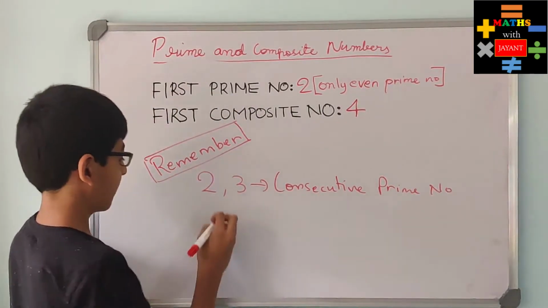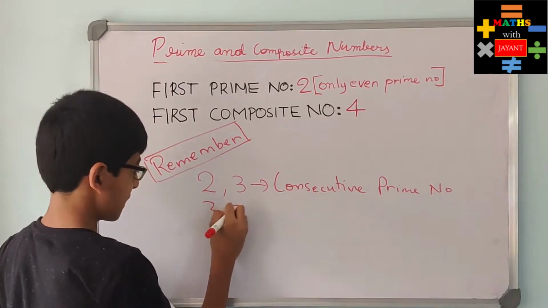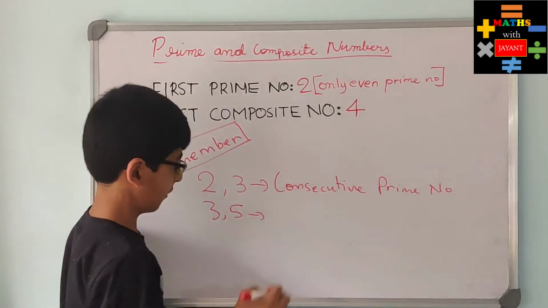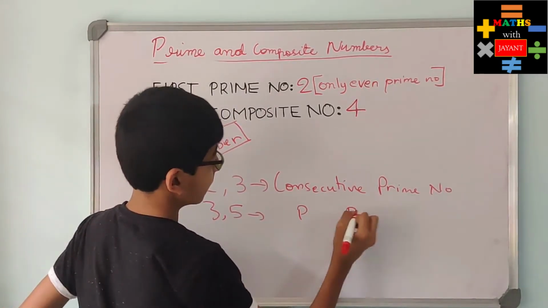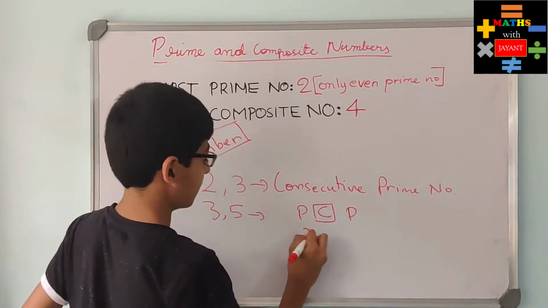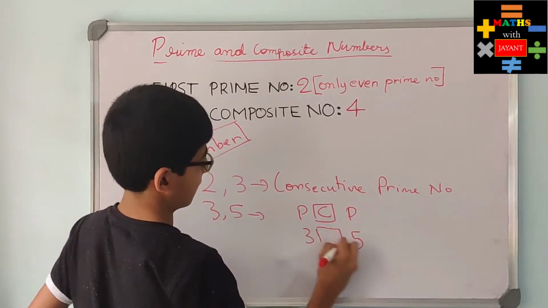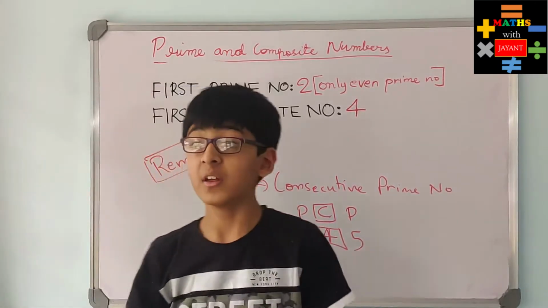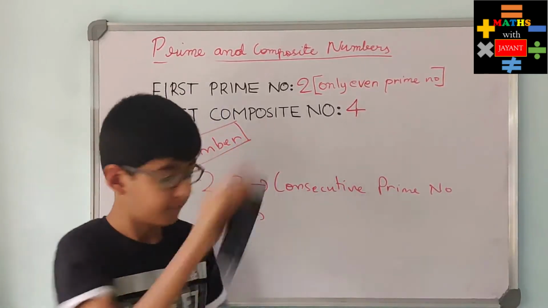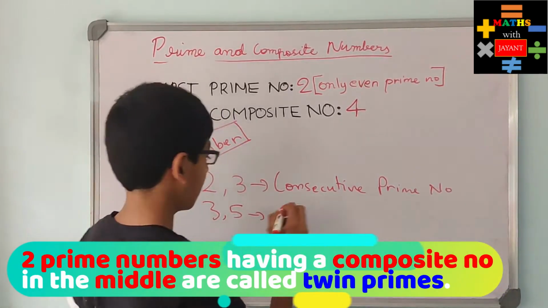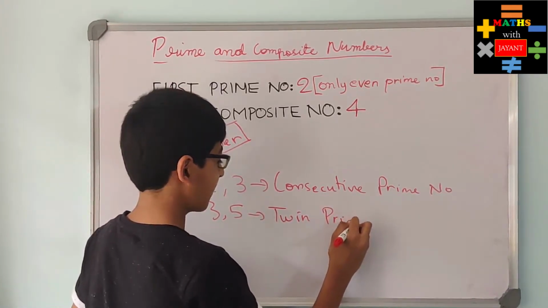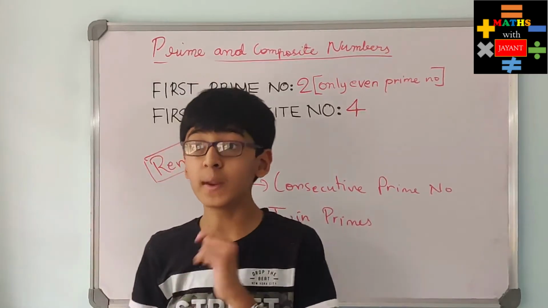Now let us discuss the prime numbers 3 and 5. Look at these prime numbers. They are two prime numbers and in the middle of them comes one composite number. 3 and 5 are prime numbers, in the middle of which 4 comes, which is a composite number. Such prime numbers are called twin prime numbers or twin primes.